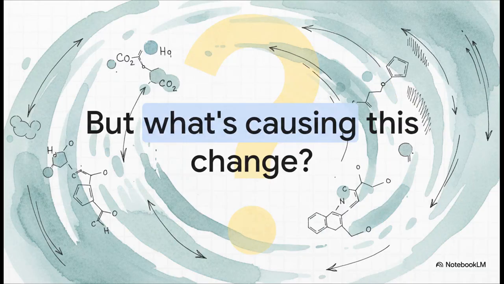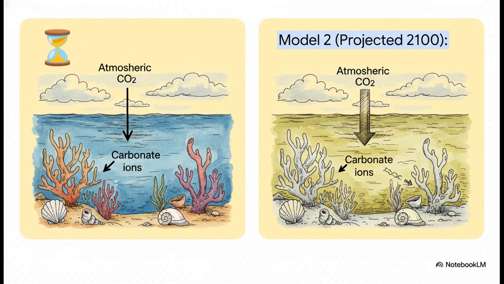Okay, so we know the oceans are getting more acidic. The big question is, why? What's the culprit here? Well, the next chart gives us the answer. This is a classic before and after story, but it's told with arrows. On the left, you've got the past. On the right, a projection for the future. The key here is to look at the thickness of the arrows. Notice that CO2 arrow? In the future model, it gets way thicker. That means a lot more CO2 is entering the ocean.